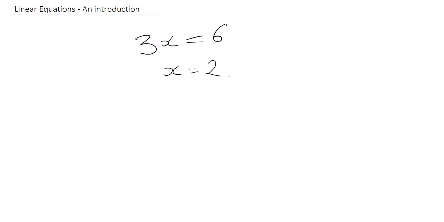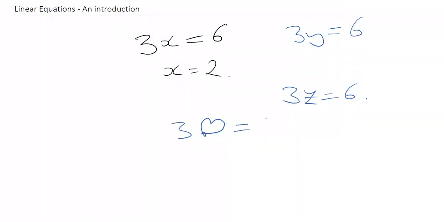But I could have written 3y equals 6. I could have written 3z equals 6. I could have written 3 heart symbol equals 6. It doesn't really matter. They all mean the same thing. 3 of anything means 3 times, and the variable we're using doesn't really matter. It just is all about trying to figure out what that thing is.